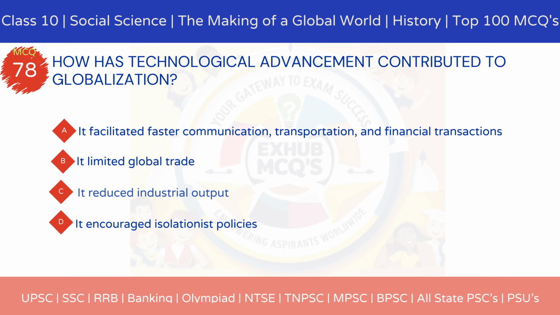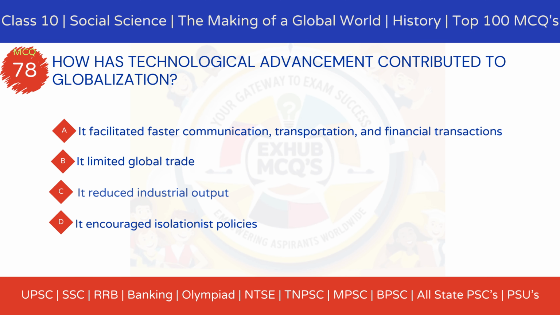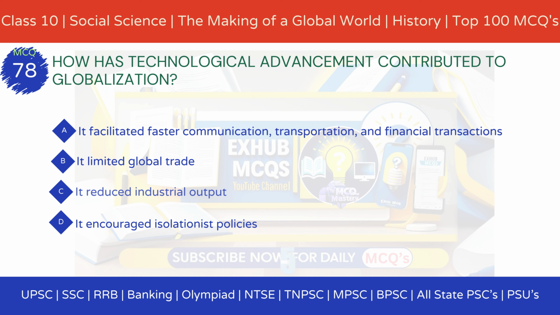MCQ 78. How has technological advancement contributed to globalization? Option A. It facilitated faster communication, transportation, and financial transactions. Option B. It limited global trade. Option C. It reduced industrial output. Option D. It encouraged isolationist policies.